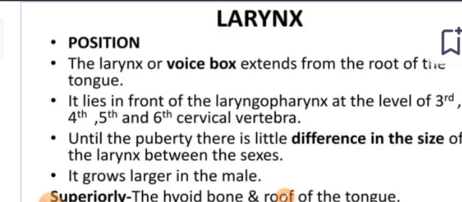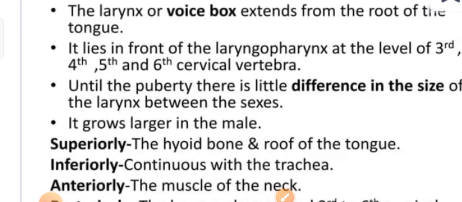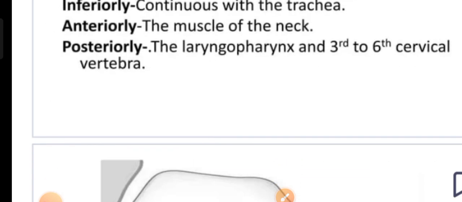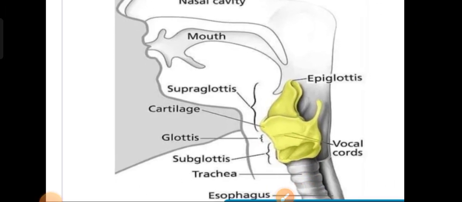Next, coming to the larynx. The larynx is also called the voice box. It extends from the root of the tongue. It lies in front of the laryngopharynx at the level of the third, fourth, fifth, and sixth cervical vertebrae. I already told you that at the time of puberty in males, the size of the larynx increases. We call it the Adam's apple. Superiorly, inferiorly, anterior, posterior, how it is located. See here: epiglottis, vocal cords, trachea.